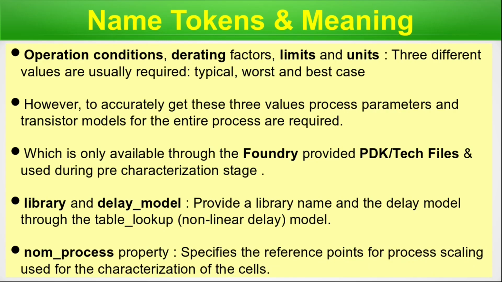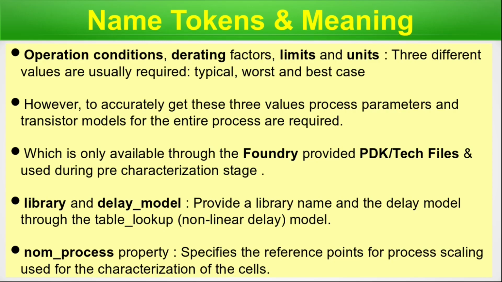Norm process property. Specify the reference points for process scaling used for the characterization of the cells. So these will give the scaling factors of the process. These are very straightforward, so I'm not going into detail, and you will come across all of these name tokens in the example. Why do we call them name tokens? The reason is that these will be fixed text in the .lib file, and this text will be fixed across multiple .lib files, and they will have a value which may vary from one .lib file to another. But these name tokens will be fixed text phrases.